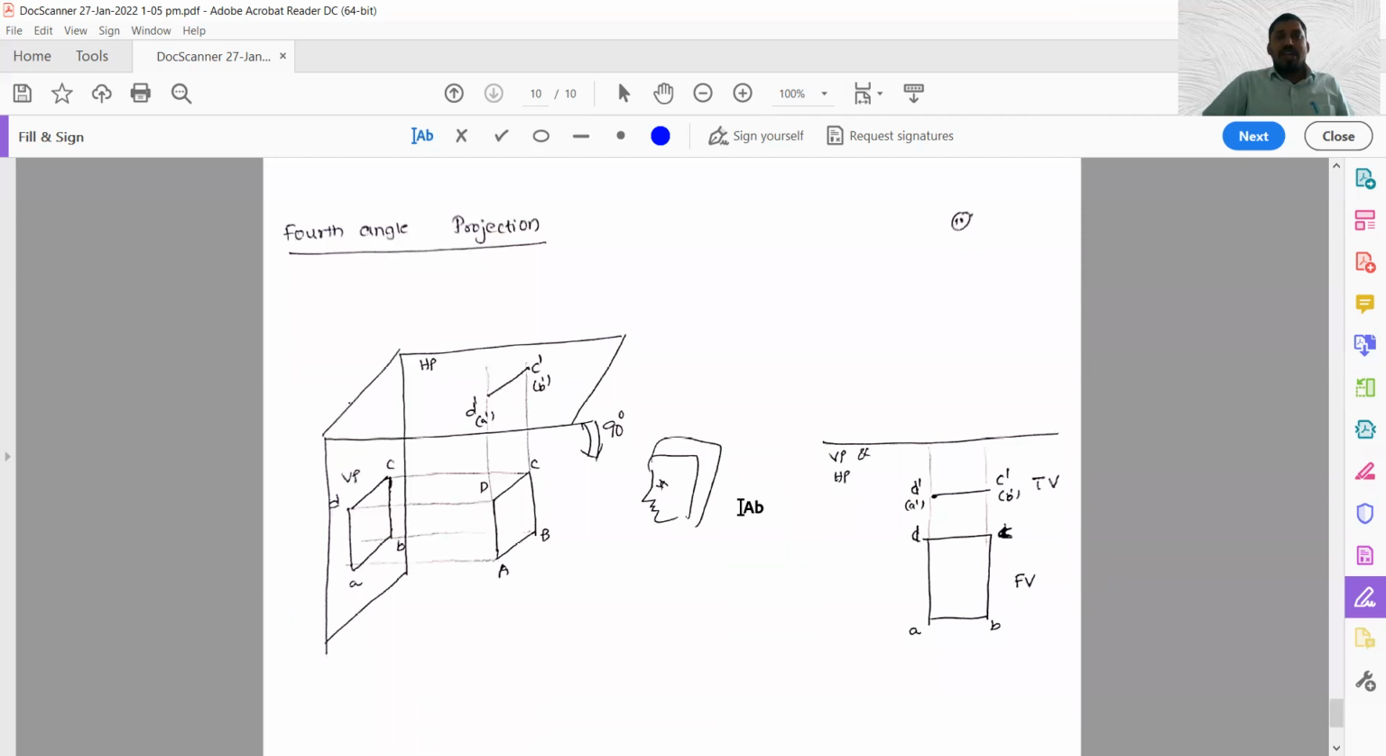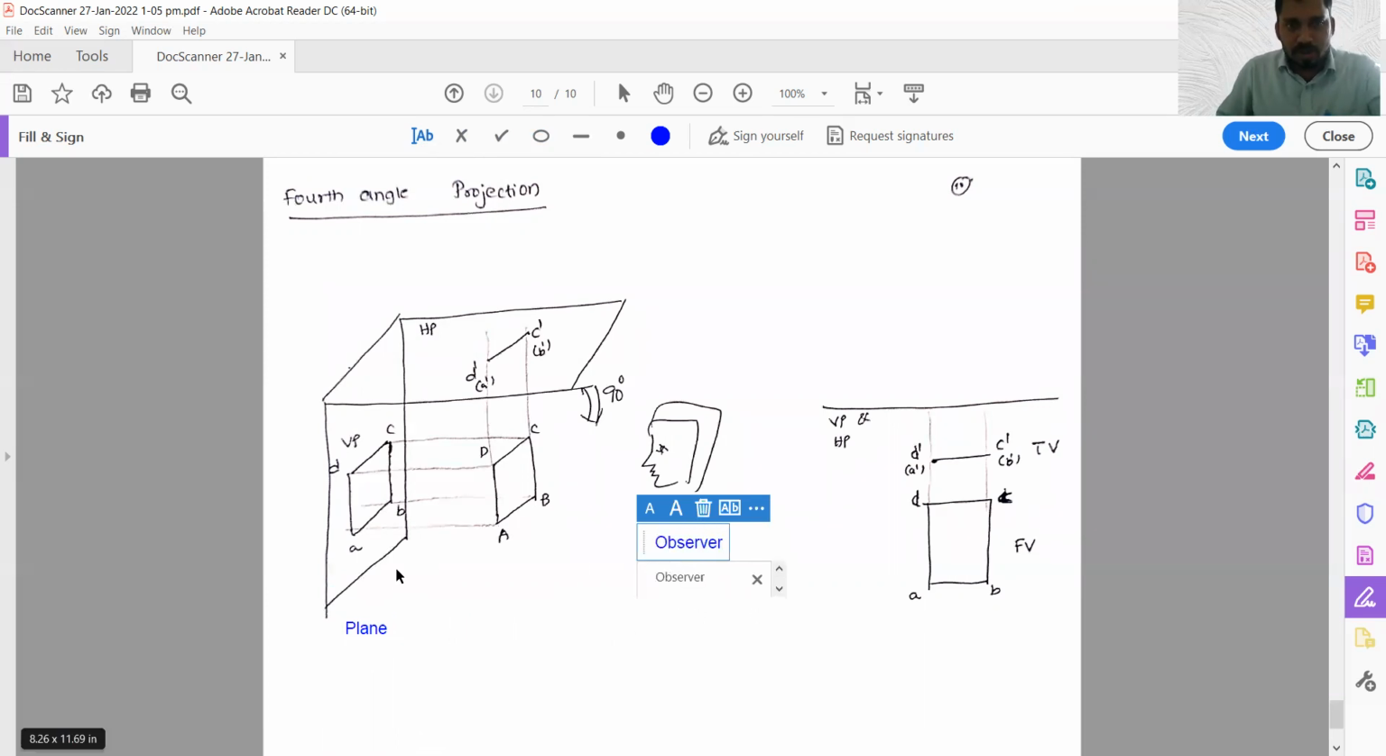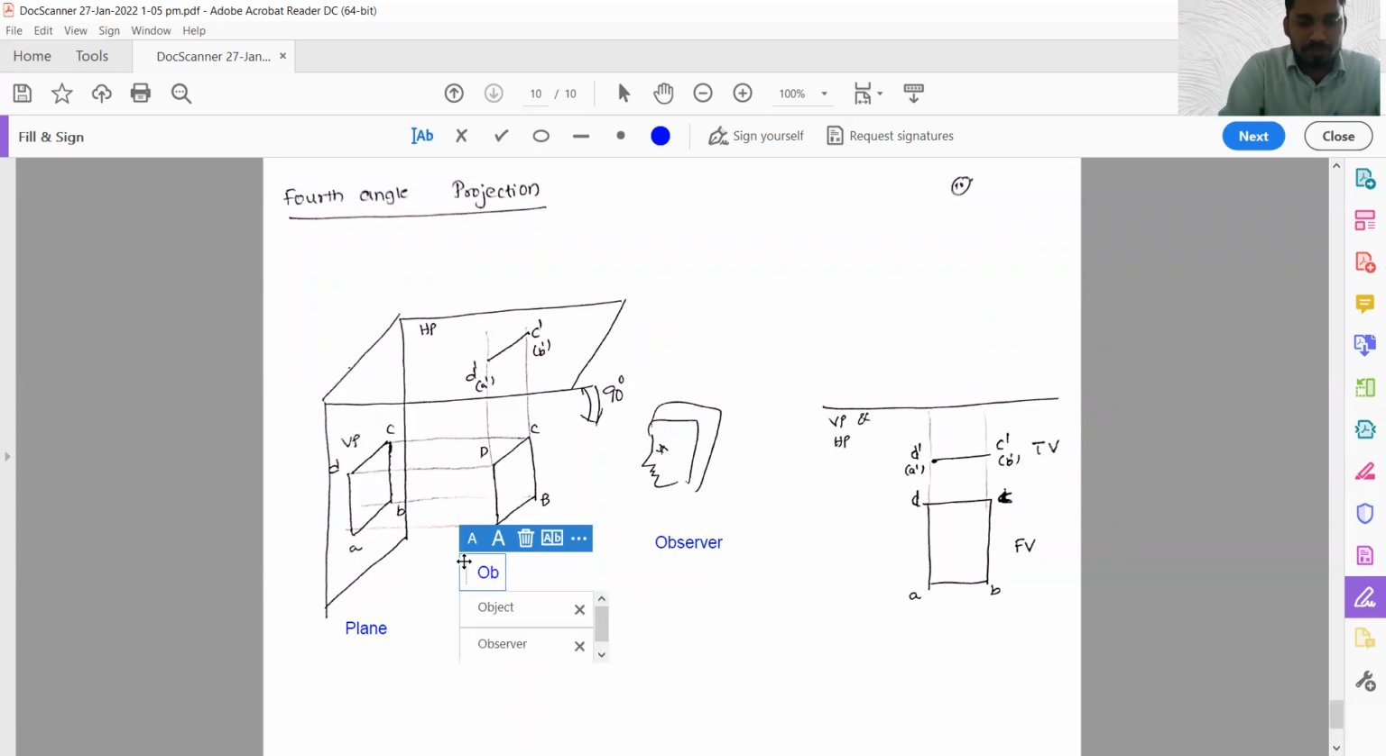Next one is fourth angle projection. See, the object is placed in the fourth quadrant. The position of the object is below HP and in front of VP. Below HP and in front of VP, the object ABCD is placed here. The observer is going to see the object. Between the plane and observer, we have the object. This is the plane, this is the observer, and here we have the object. The images are projected like this on the vertical plane and horizontal plane.